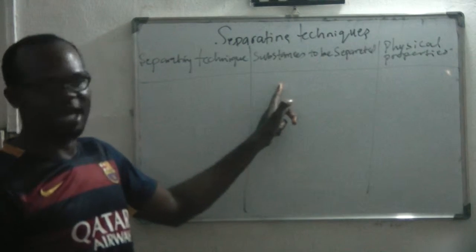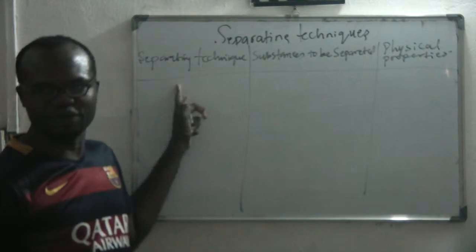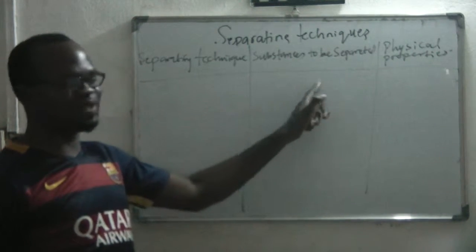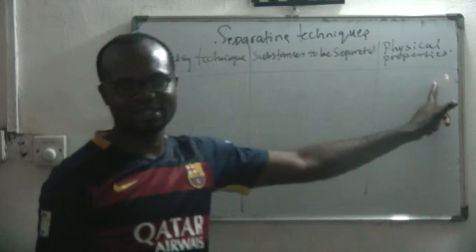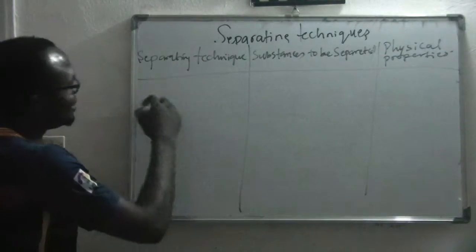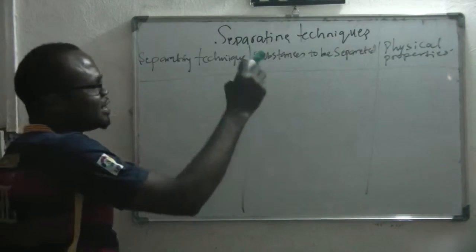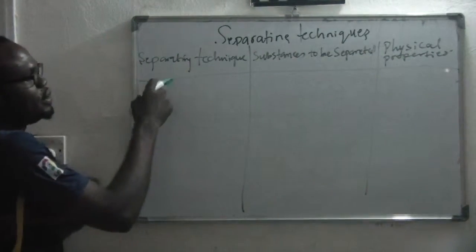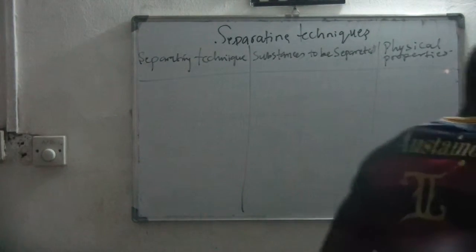If you have sand and water as the substance to be separated, what kind of separating technique will you use? Sieving. If you have sand and stone, what kind of separating technique will you use? Picking, because of the color difference and size. So this is the separating technique, this is what can be separated, and this is the physical property that made you use the separating technique. Is that clear? Yes, sir.